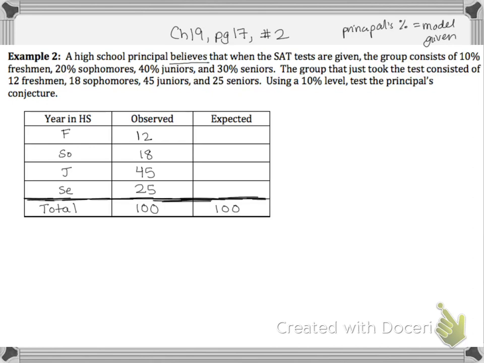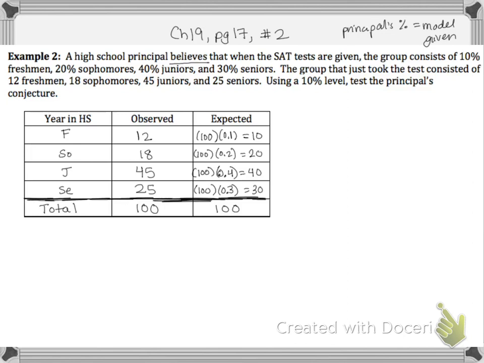So we take the total and we multiply it by the percent he thinks is in each category. So it would be 100 times 0.1 for 10%, which gives us 10 students. And we're going to go down the line and keep doing the same exact thing. 100 times 0.2 for 20% tells us that's 20 students. We're going to keep going. 100 times 0.4 gives us 40 students. And one more time, 100 times 0.3, which gives us 30 students.